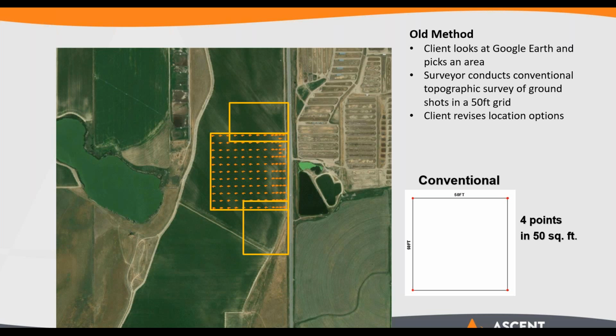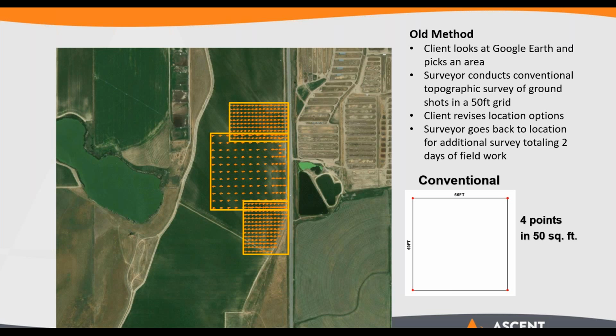Next, the client decides, oh well, the landowner doesn't like how this pad is shaping out, so we want to add these areas. Or possibly there's a ditch or a pipeline scar or something that shows up in that middle area. So we go back out and we collect more ground shots and more cultural information. So that's 2 days of just topo right there. When really what we could have done is fly this on the front end and have all of that data at our fingertips for when situations like this come up.